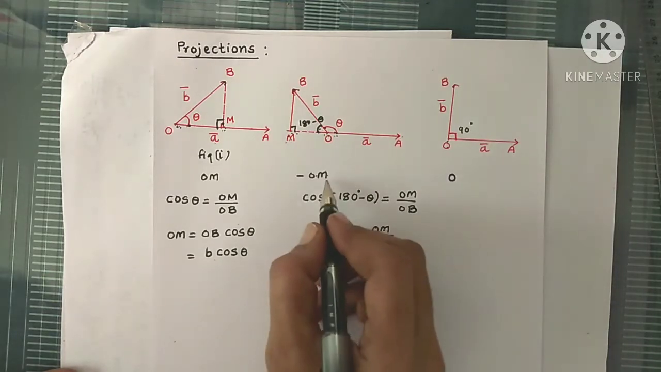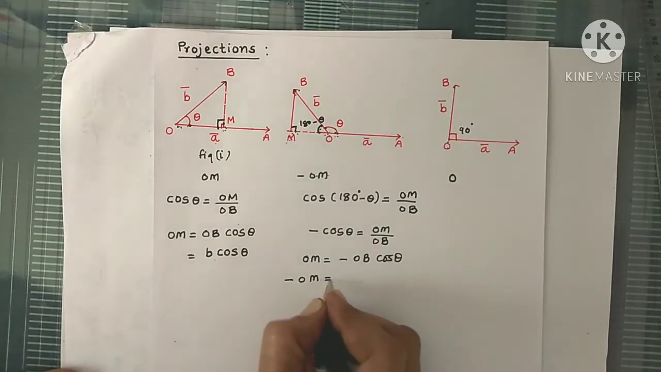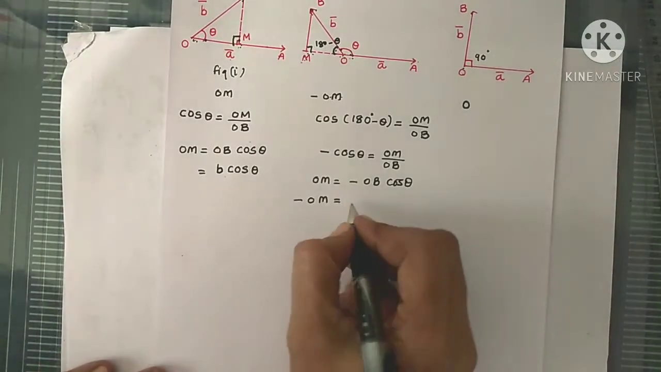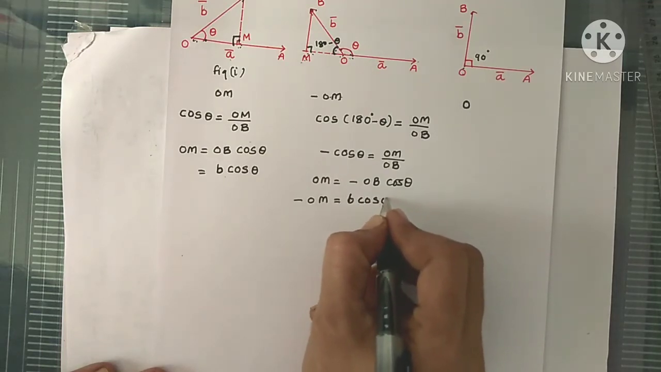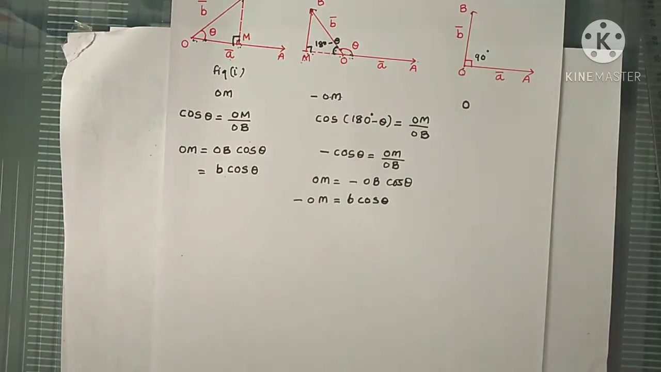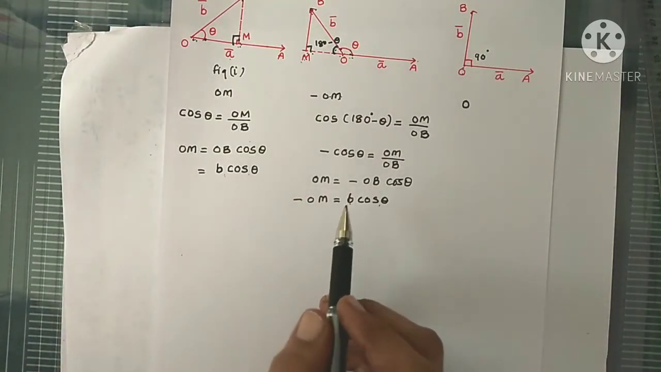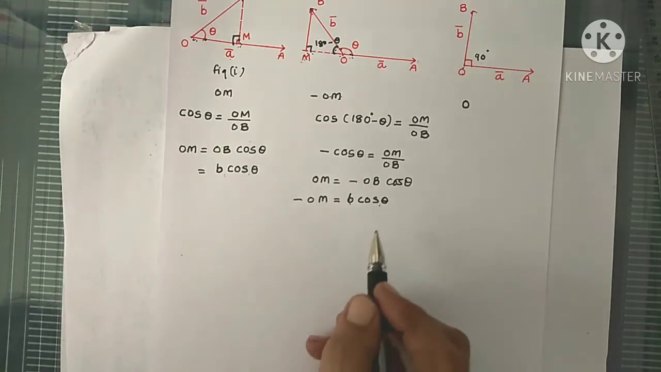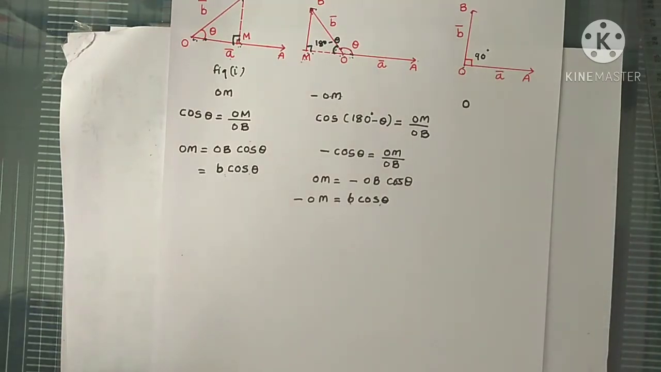But the scalar projection is minus OM. If we multiply both sides by minus 1, then minus OM equals plus, and we can write OB as b. So this is b cos theta. See, in both cases the scalar projection is b cos theta. It may be positive or negative. So it is b cos theta, and in the last one it is 0, as O and M coincide.